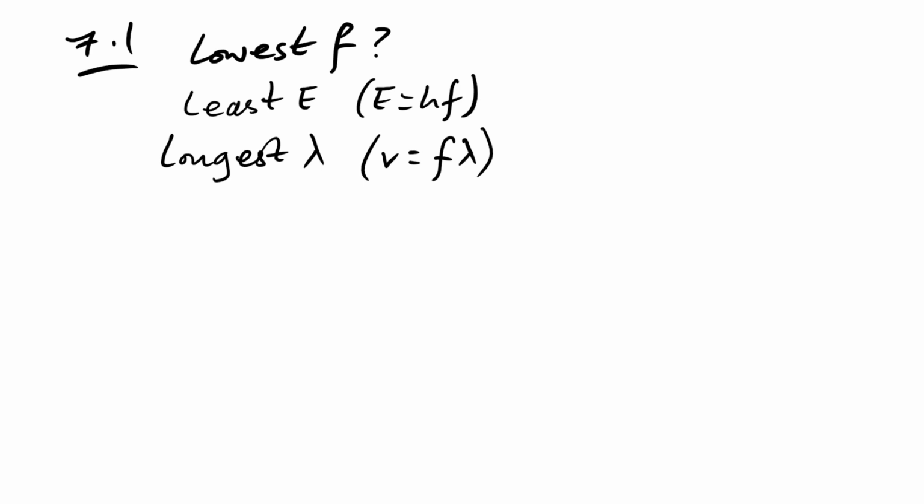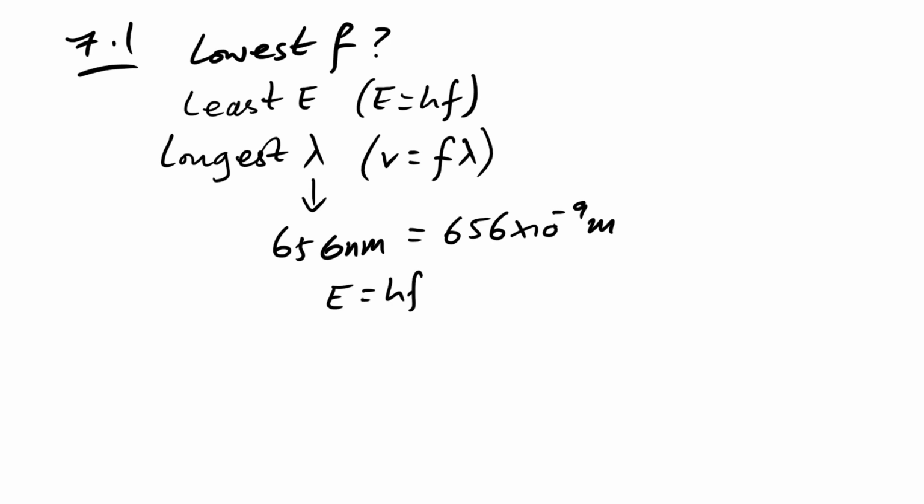So if we're looking for the longest wavelength, that is 656 nanometers, or in other words, 656 times 10 to the minus 9 meters. We know that E is equal to hf, but if we have a wavelength instead of frequency, then we're going to replace that with hc over lambda. And of course that comes from the wave equation. I should probably put c in this case because we are dealing with the speed of light.